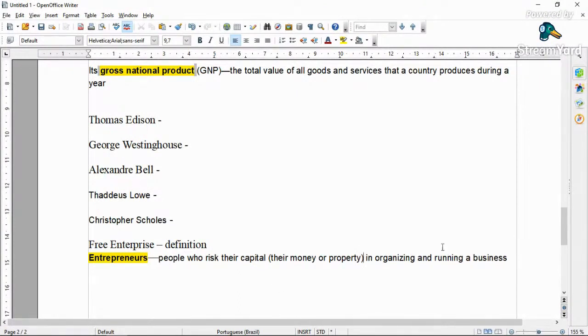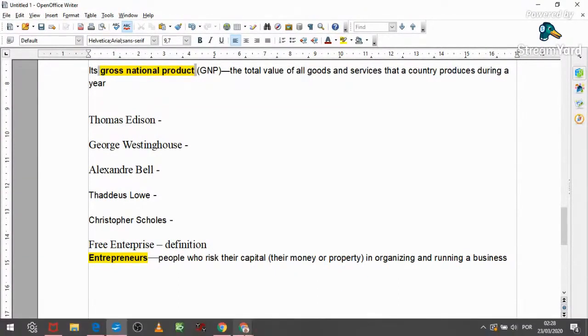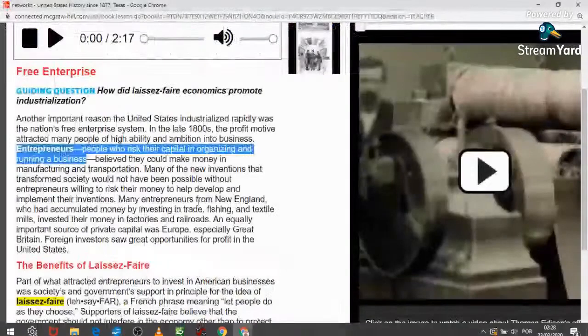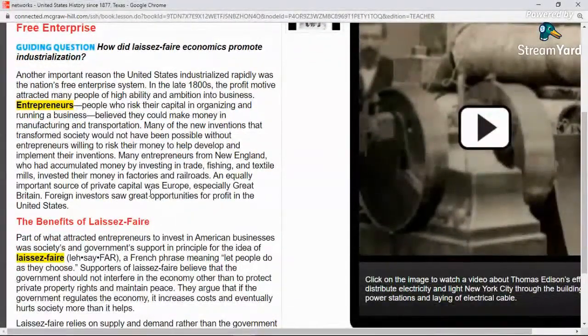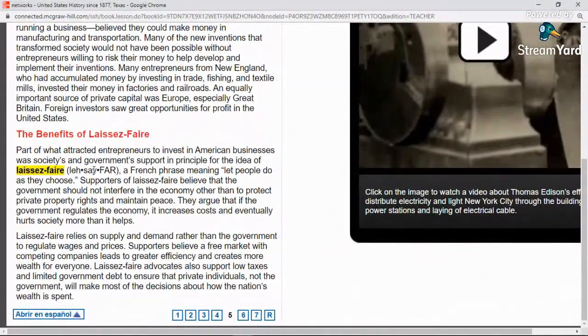Okay, so if I want to start a business, I'm going to get my money and I'm going to try to start this business and see if I make money starting this business. Okay, it's a risk. And these new inventions transform society. These new inventions that transform society would not have been possible if people didn't invest in them. And guess what happens when you invest in something? You actually get to be rich if that idea is a good idea. But you can also lose money if your idea is not a good idea.